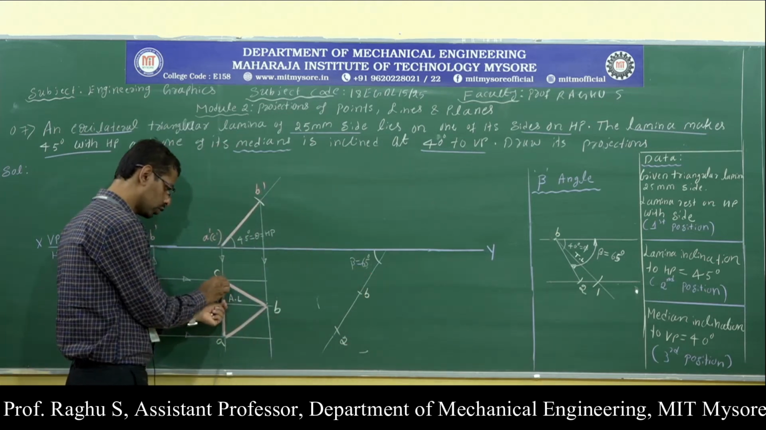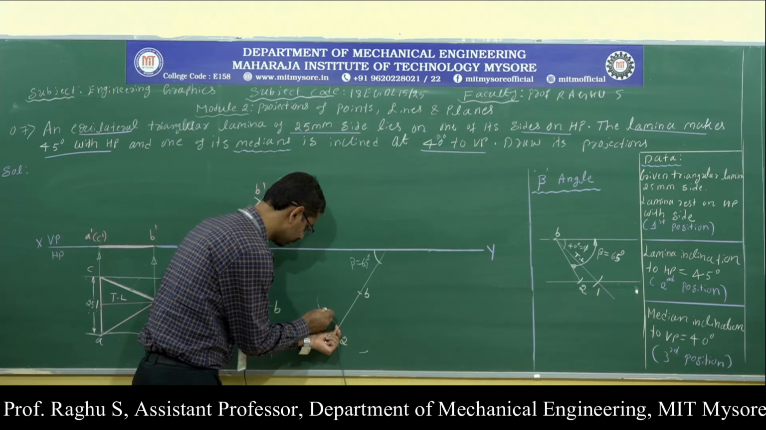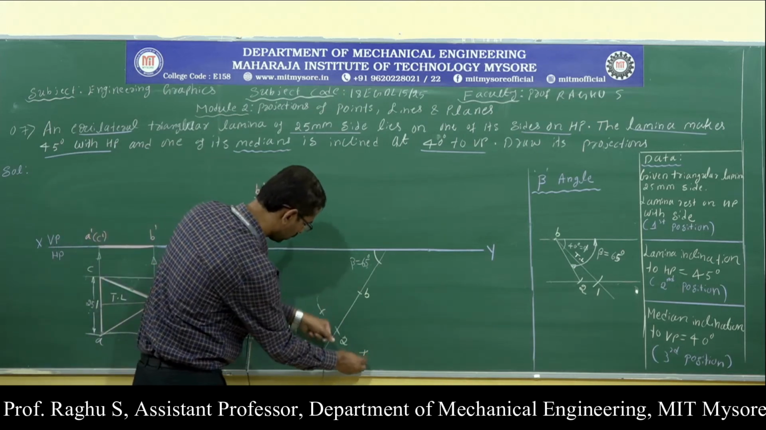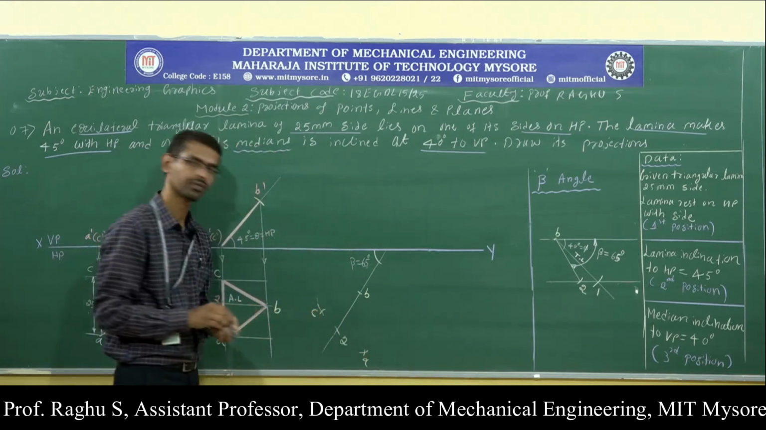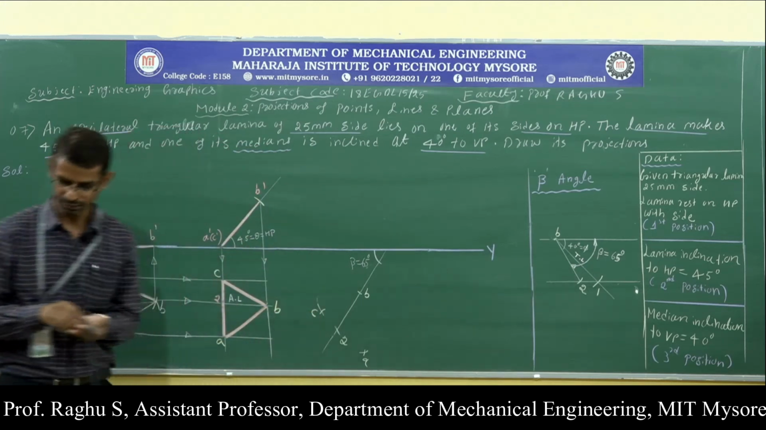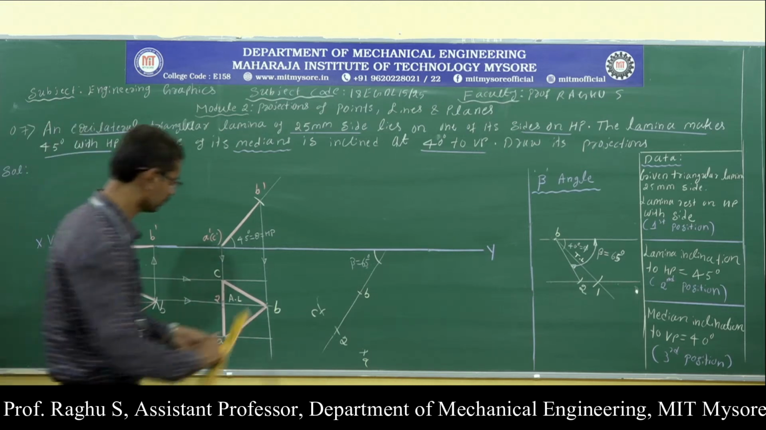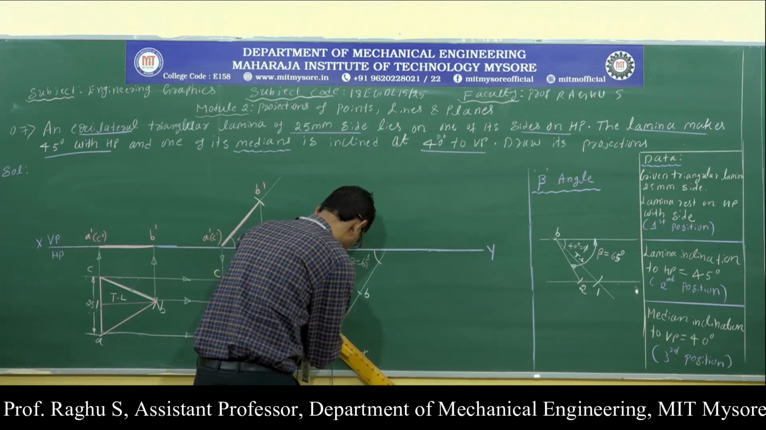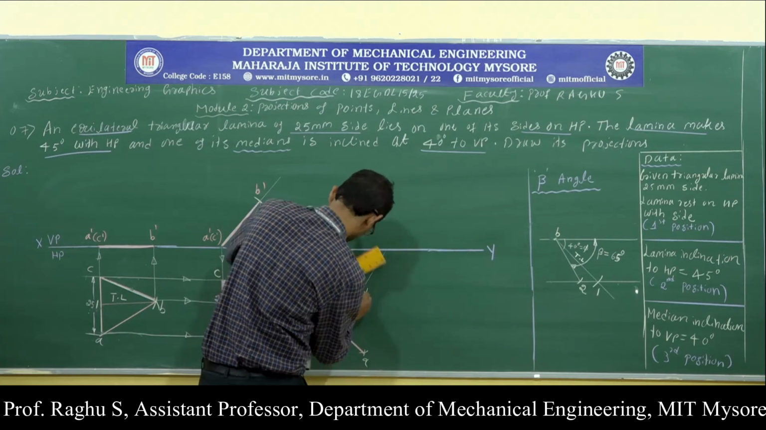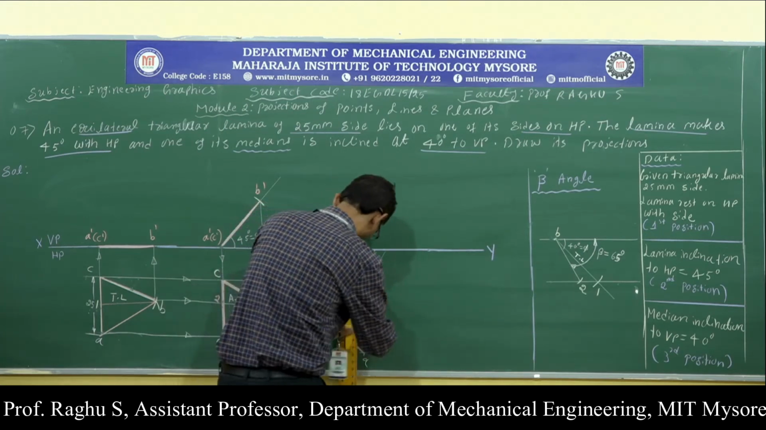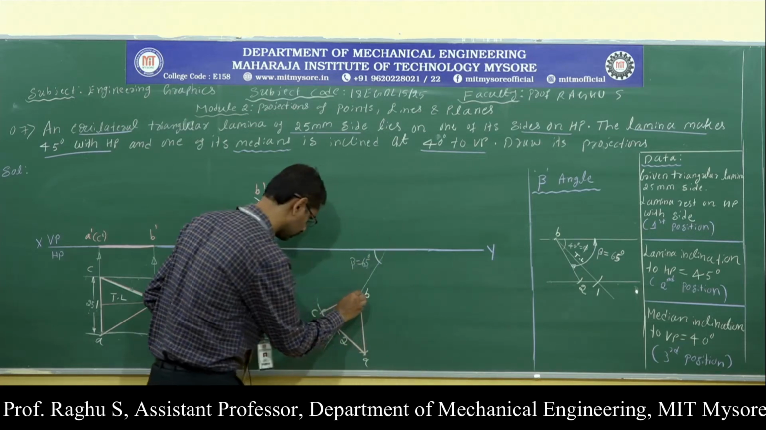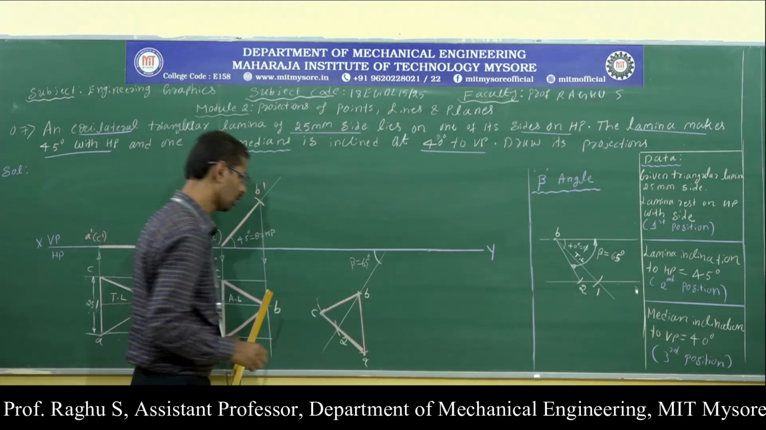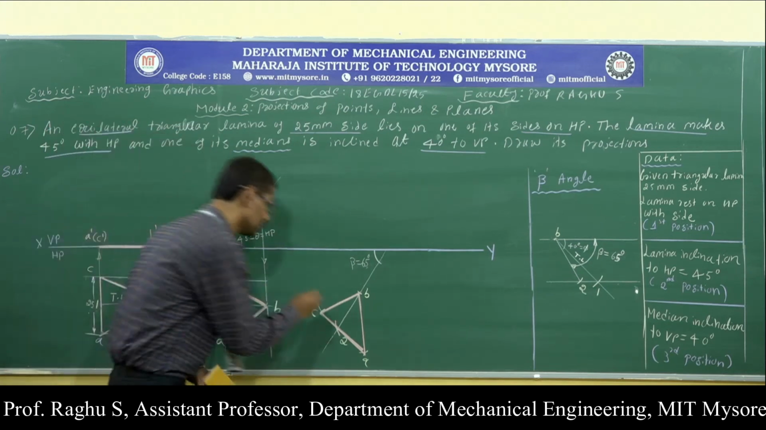Right? Then measure the distance from 2 to C. Then measure the distance from 2 to A. Here we will get point A and point C. Now connect all the 3 points. So this is the apparent length.